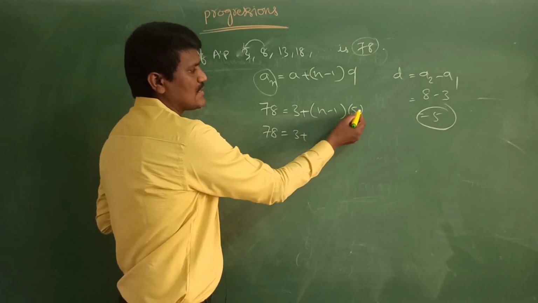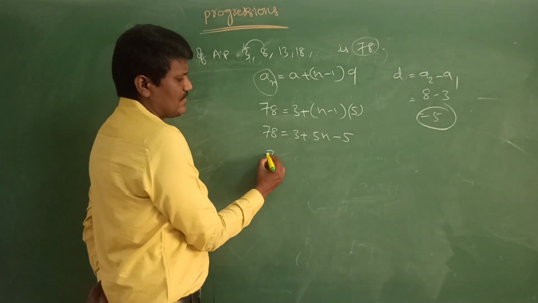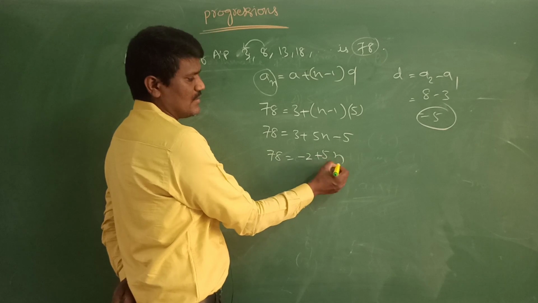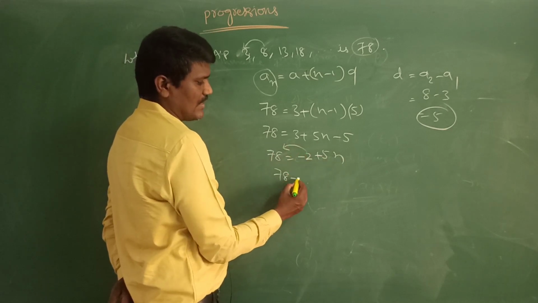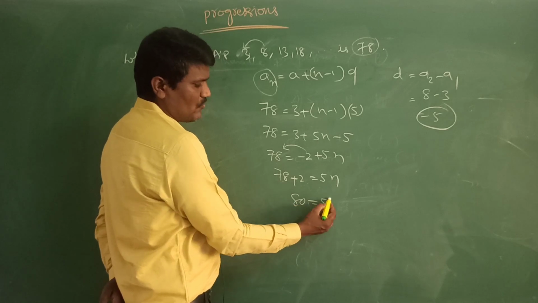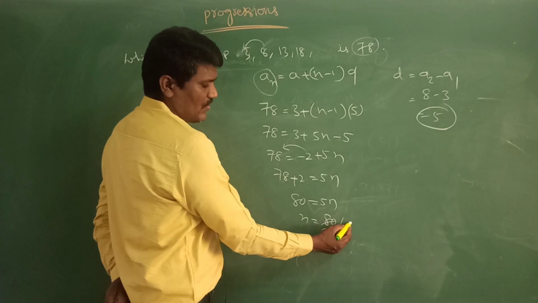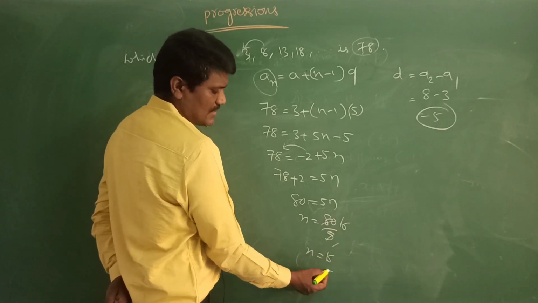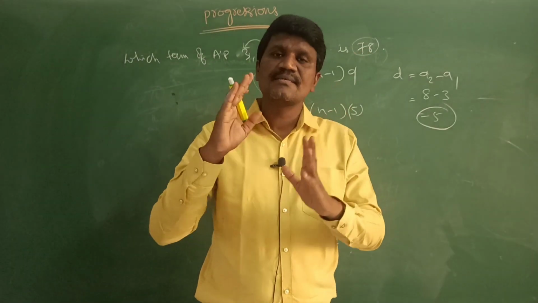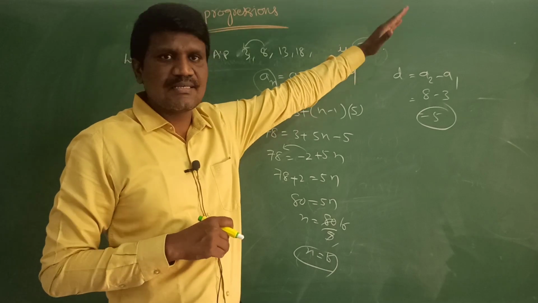78 is equal to 3 plus 5n minus 5. So 78 is equal to 3 minus 5, which is minus 2, plus 5n. Sending 2 to this side, 78 plus 2 is equal to 5n. This is 80 is equal to 5n. n is equal to 80 by 5. 5 ones are 5, 5 sixteens are 80. n is 16. That means 78 is which term? It is the 16th term. So in this series, the 16th term will be 78.